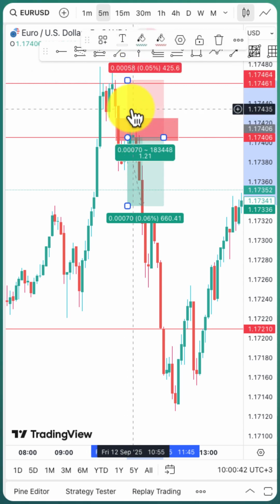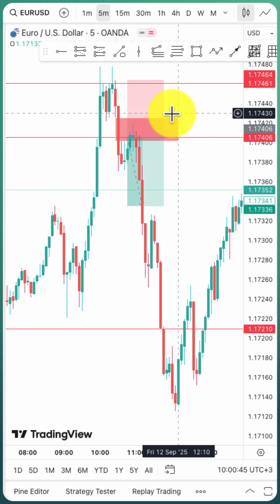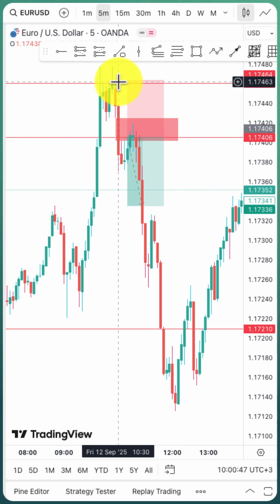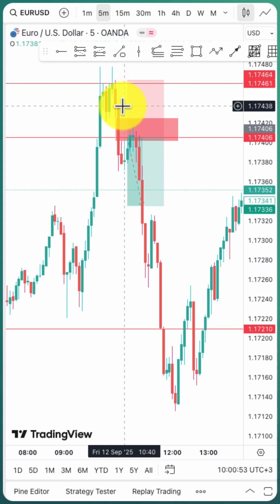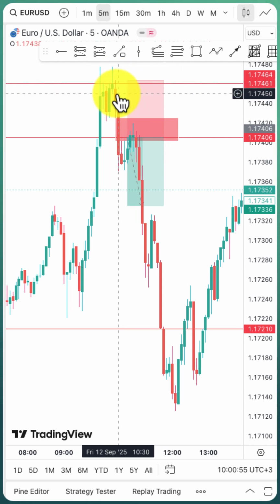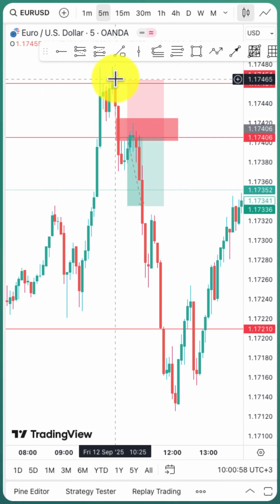So my stop loss, since this was the fair value gap produced here, my stop loss was the high of the candle which produced the fair value gap. This one candle before it. So this is the fair value gap and this is the candle before it.